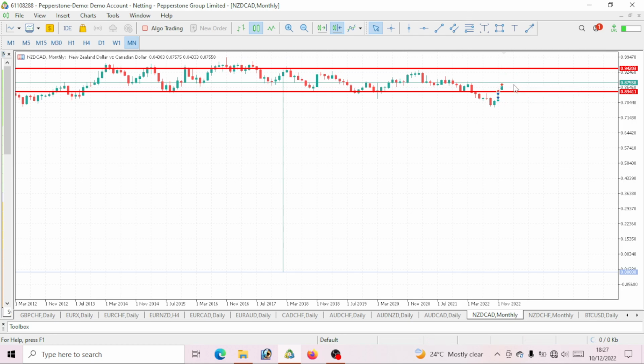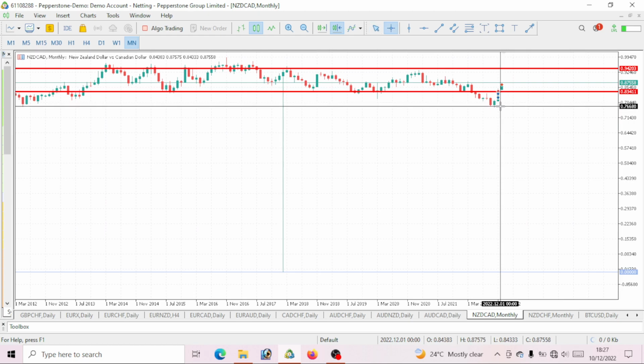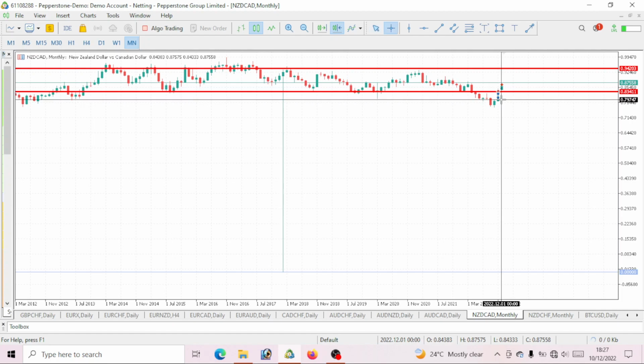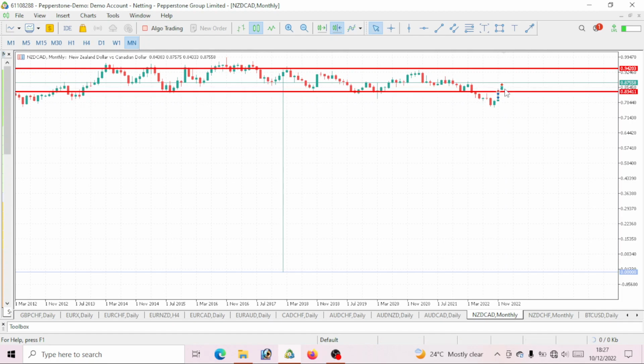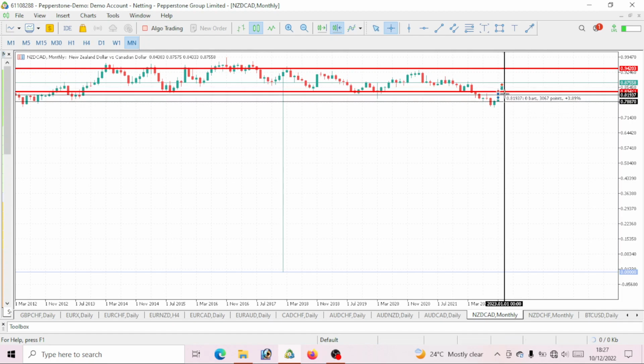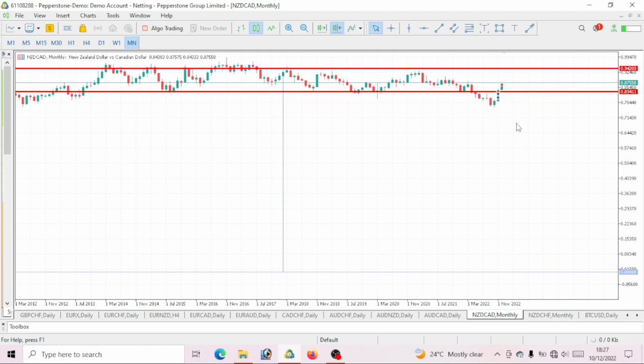So on the monthly time frame, we are bullish. Notice in the month of October, we opened and closed bullish. Same thing with the month of November, we opened and closed bullish. I think we made about 500 pips bullish move in the month of November.